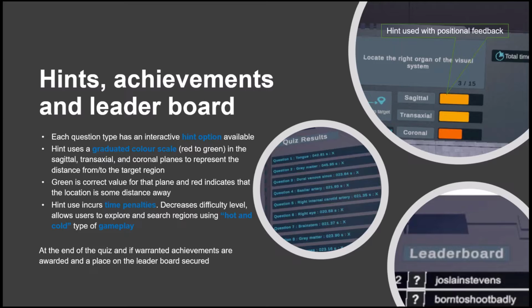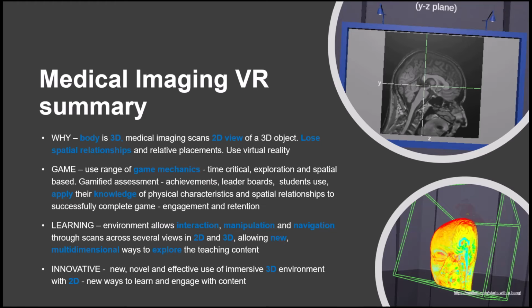At the end of the quiz, and if warranted, achievements are awarded and a place on the leaderboard secured. So in summary, the medical imaging virtual reality project allows the student to understand the relationship between 2D views of the body, which is a 3D object, and the spatial relationship and relative placement between each of the body parts using virtual reality. The game uses a range of game mechanics to encourage engagement and replayability.